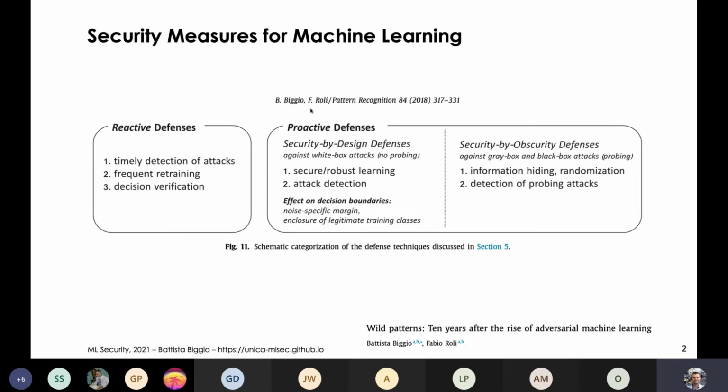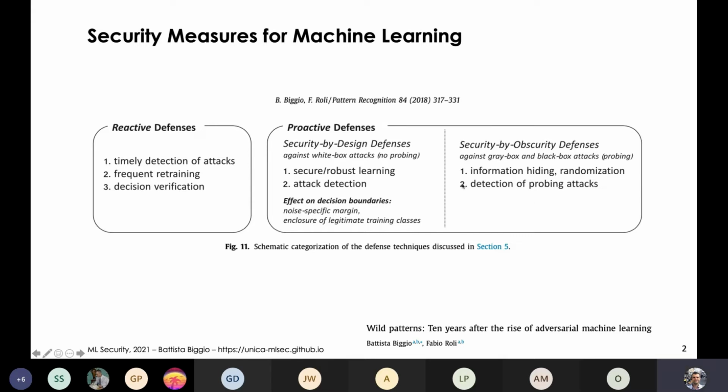And even here, in this proactive phase, you can split defenses into those that aim to implement security by design, which means that they are robust against white box attacks. You build a defense in a way that you are aware of the worst case attack and you try to mitigate or prevent it. That's how you build security by design. Security by obscurity has a different paradigm, which is to protect my system by deceiving the attacker or hiding some of the details of my system. Here you have some examples: information hiding, randomization, and other defenses.